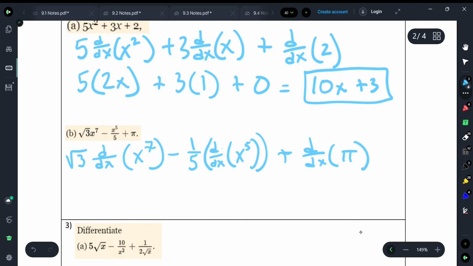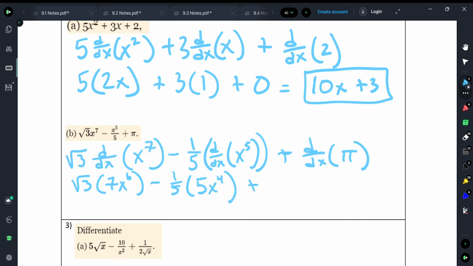All right, well, what is this? So this is going to be root 3 times 7 x to the 6th power. Cool. 1/5 is going to be times 5 x to the 4th power. Okay, plus the derivative of pi, because pi is a constant, 3.14 something, is just 0 right here. Okay, cool. So let's finish this up.